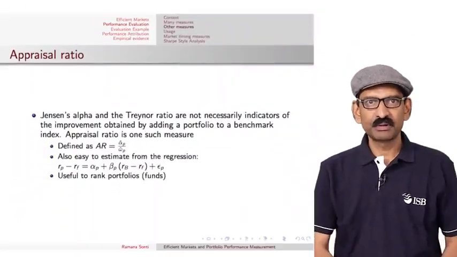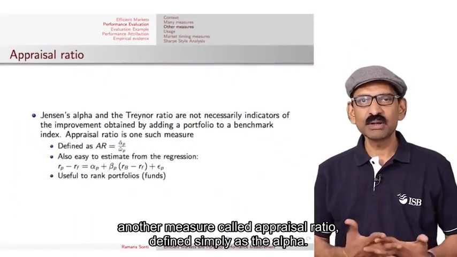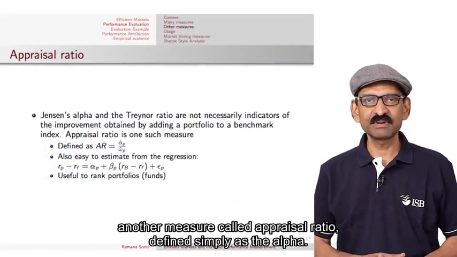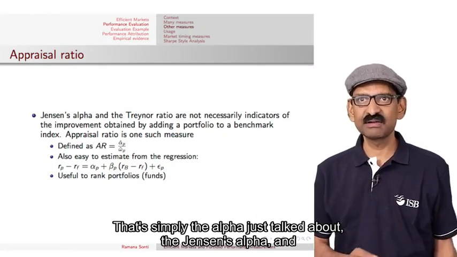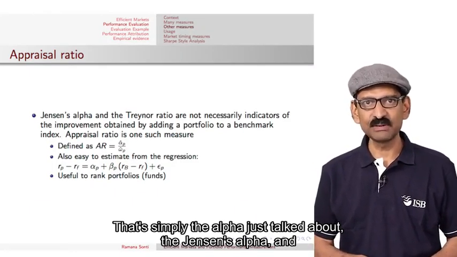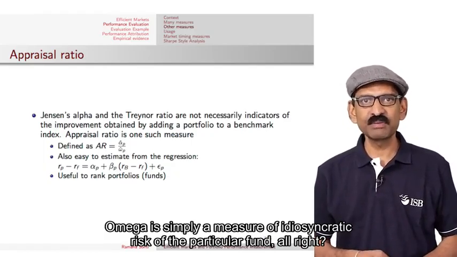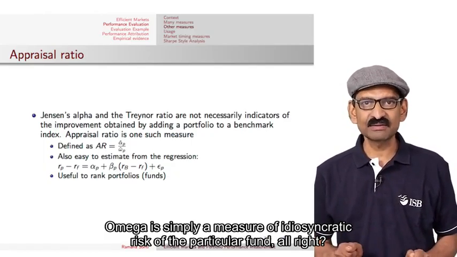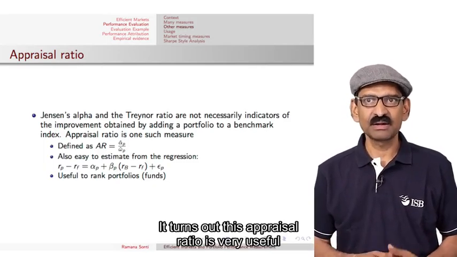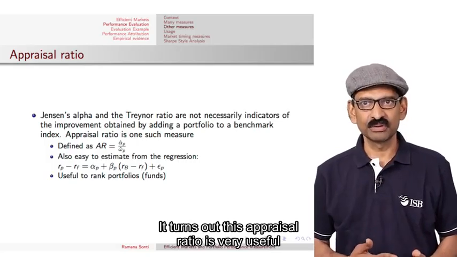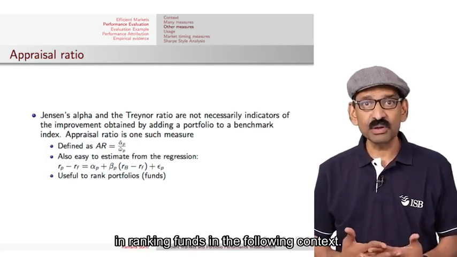Now there is yet another measure called the appraisal ratio, defined simply as the alpha, which is the Jensen's alpha I just talked about, divided by omega. And what is omega? Omega is simply a measure of idiosyncratic risk of the particular fund, right? It turns out this appraisal ratio is very useful in ranking funds in the following context.